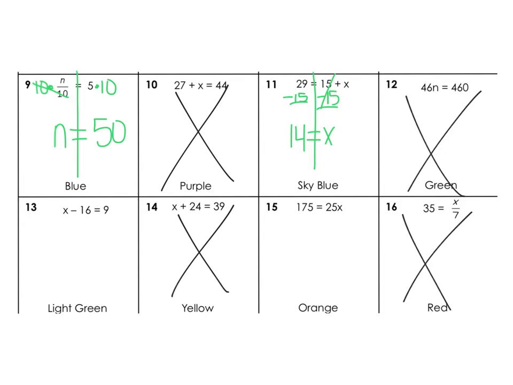Number 13, I have x minus 16 equals 9. I'm going to add 16 to both sides because I'm trying to get this x by itself. So I want to get rid of the minus 16, which would be to add 16. Those are going to cancel, because if I was at negative 16 on a number line and I added 16, that would get me to 0. So that leaves me with just the x on the left side equals 9 plus 16 is 25.